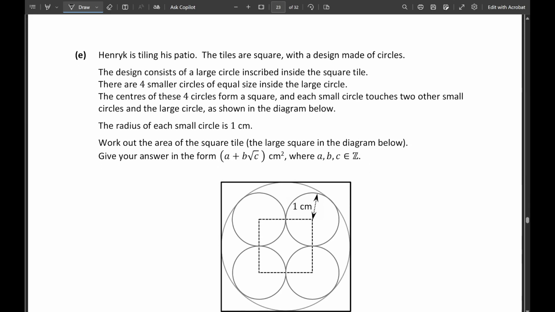Oh dearie me, what is this? Henrik is tiling his patio. The tiles are square with a design made of circles. It's like this: a large circle inscribed inside of a square tile, and 4 small circles of equal size in there. The centers of them form a square, and each small circle touches 2 other small circles and a large circle, as shown in the diagram below. The radius of each small circle is 1 centimeter. Work out the area of the square tile.